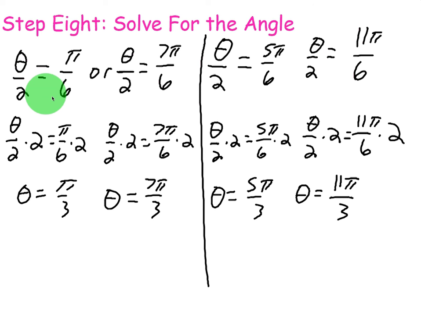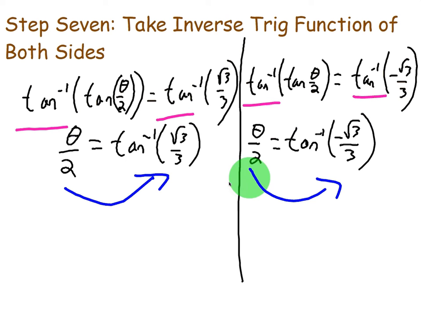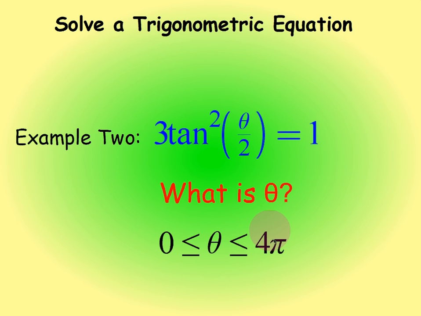Now, before I do that, for step 8, solve for the angle, we can actually go ahead and replace each of these expressions with what it's equal to. So, for example, tan inverse of square root of 3 over 3. Where does that occur from 0 to 4 pi? Remember, the original domain was from 0 to 4 pi.